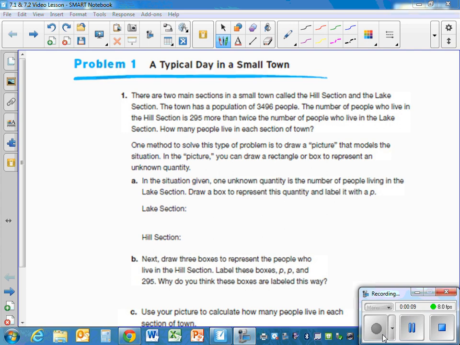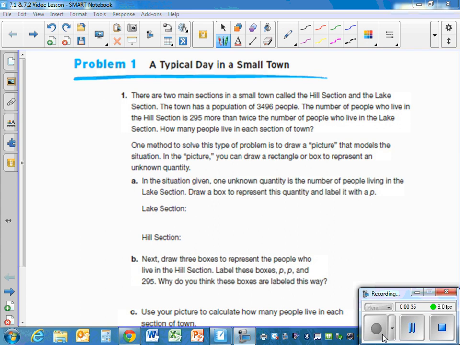Starting with number 1 on page 342, it says, there are two main sections in a small town called the hill section and the lake section. The town has a population of 3,496 people. The number of people who live in the hill section is 295 more than twice the number of people who live in the lake section. How many people live in each section of the town?